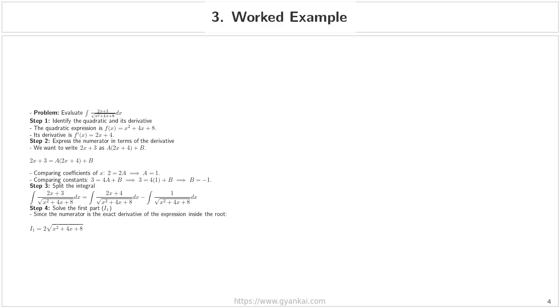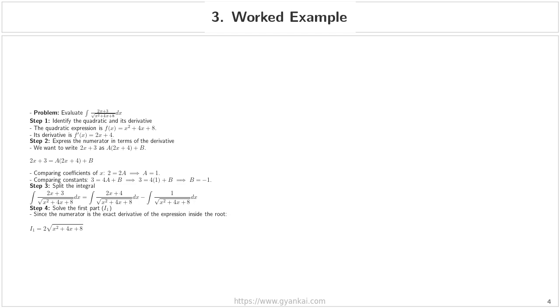Step 4. Solve the first part, I sub 1. Let's tackle the first integral, which we'll call I sub 1. Notice that the numerator, 2x plus 4, is exactly the derivative of the expression inside the square root, f prime of x. This is fantastic. This means I sub 1 is equal to 2 times the square root of x squared plus 4x plus 8.